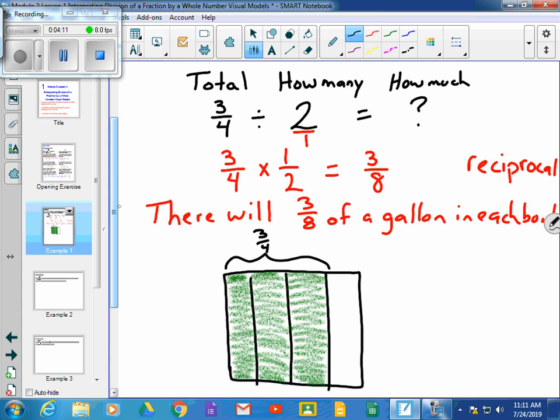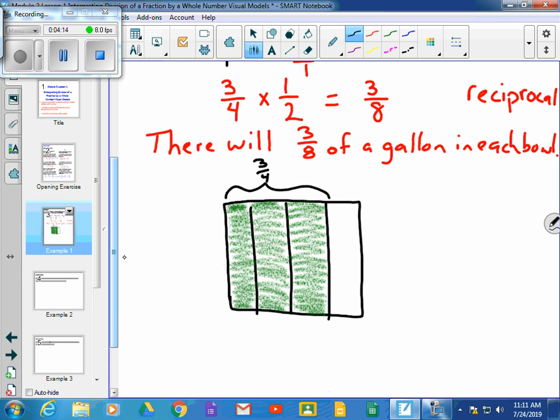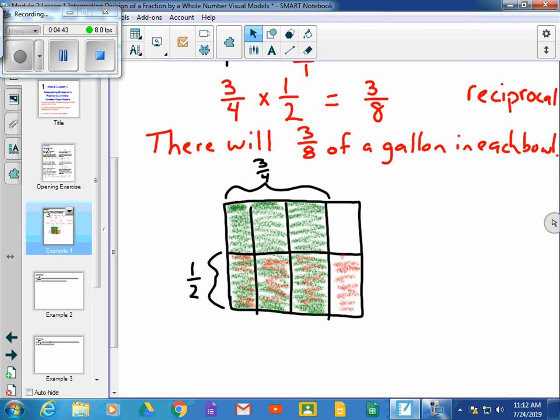Okay, remember the second number means how many. We're going to split that into 2 equal pieces, and I'm going to do it this way. I'm going to split that into 2 equal pieces, where that would be a half, and of course the other top part would be a half. I'm going to color one of those halves. All right, and I'm going to use that to get my solution.